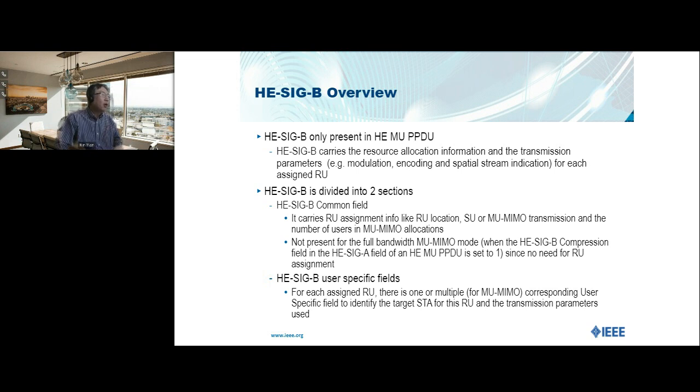Okay, so once you locate the RU, then for each assigned RU there are one or multiple user-specific fields to identify the target stations for these RUs and their transmission parameters. So the common field assigns the RU and how many users are in that RU, and then you go to the user-specific field to find out, for this RU, who is assigned to it and what all these transmission parameters are.